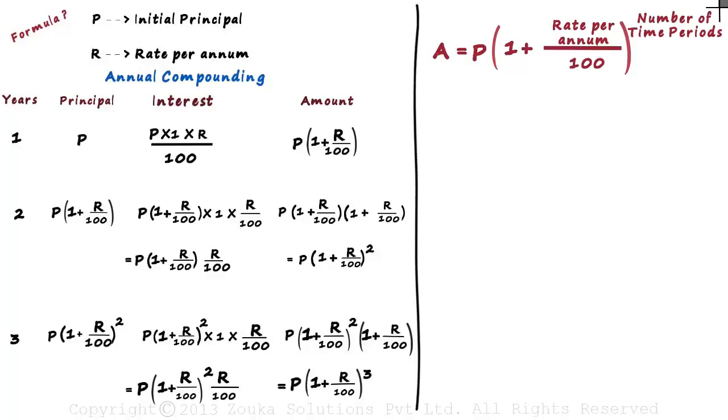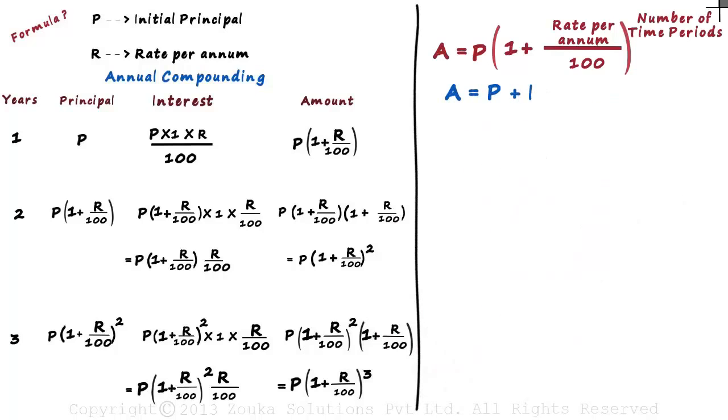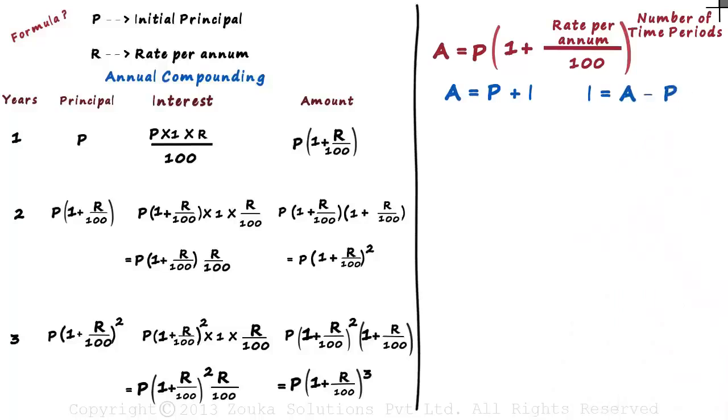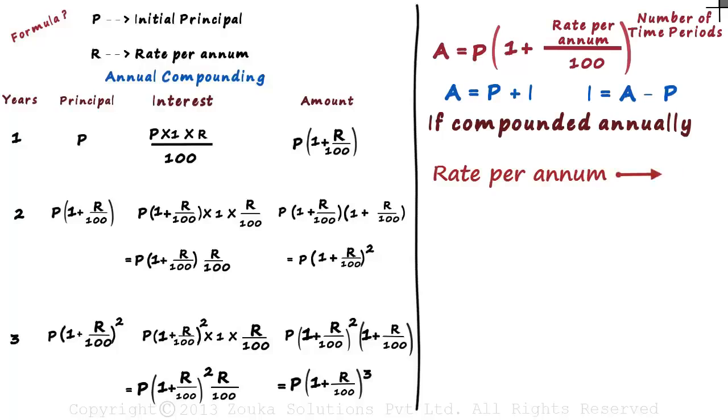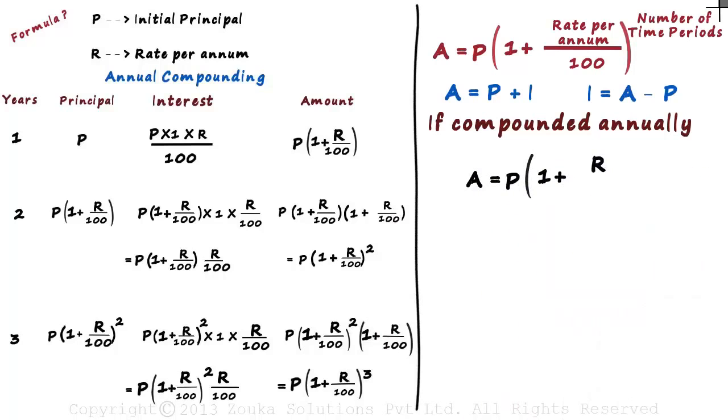We know that the total amount equals the principal plus the interest accrued. So the interest is calculated as total amount minus the principal. And remember, this P is the initial principal. So if it is compounded annually, the rate per annum will be R and the number of time periods will be N. The amount received will be P multiplied by 1 plus R by 100 raised to N.